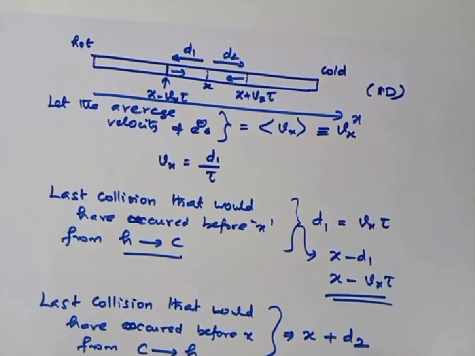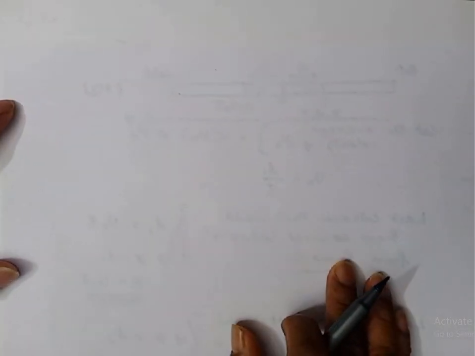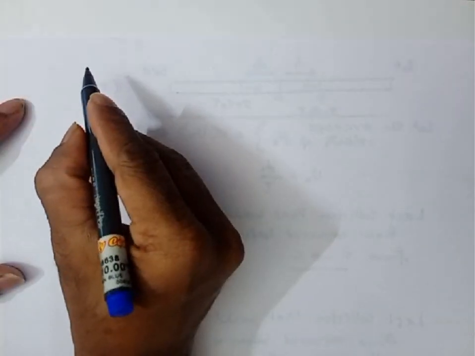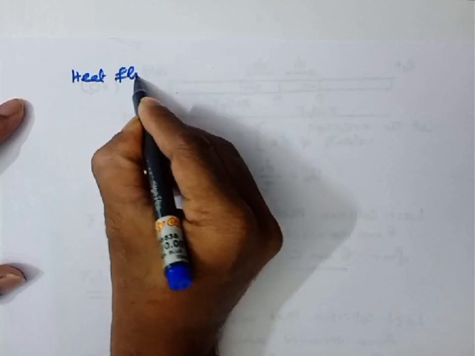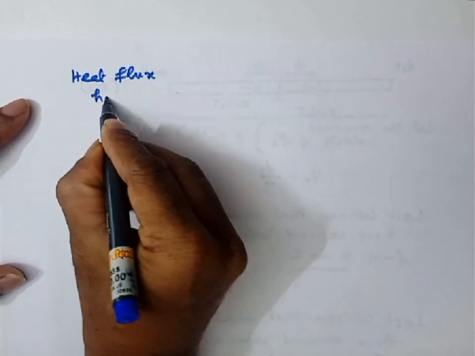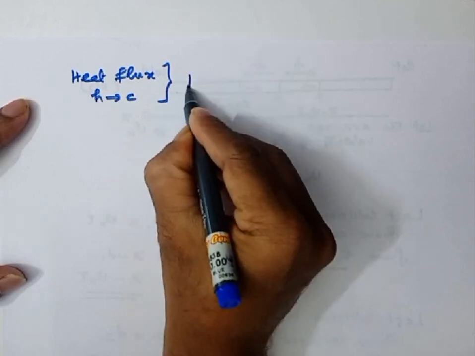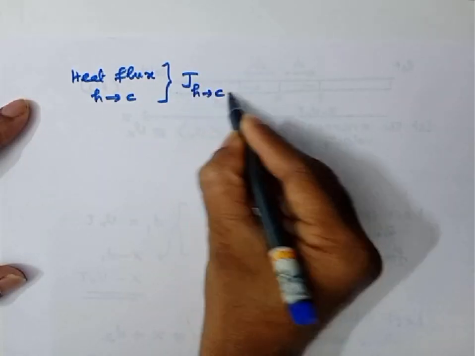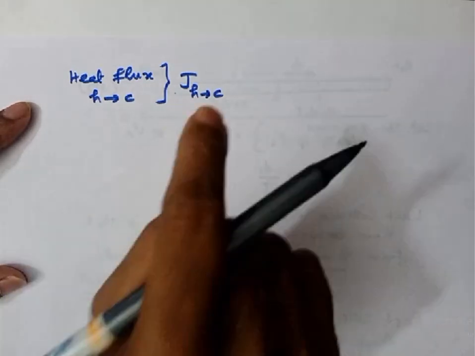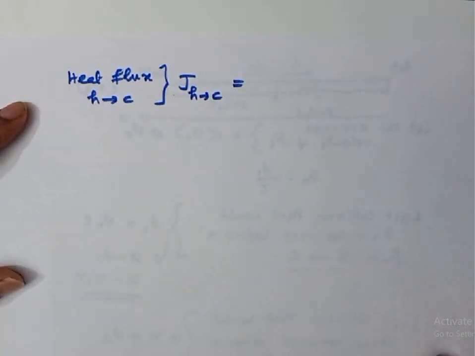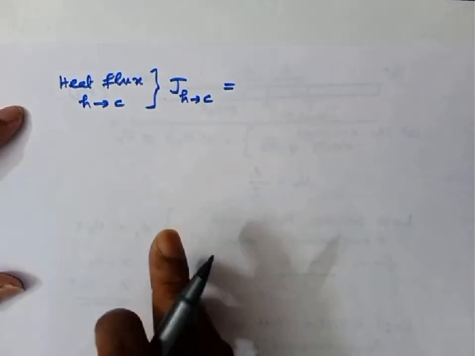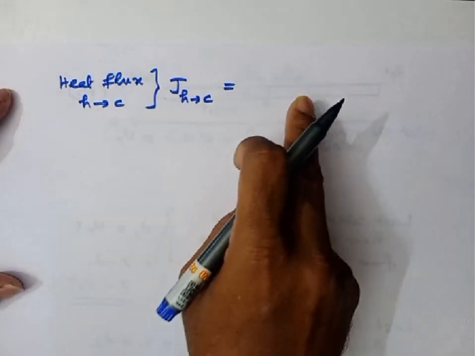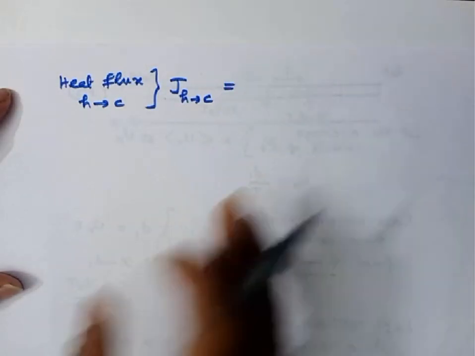Now, what I'm going to do, listen. What is the heat flux from hot end to cold end? Let me represent it simply as JHC, the heat flux from hot end to cold end at the point x. To find the heat flux, you must know how many free electrons are moving towards x, what is the average velocity of the electrons, and you must also know the energy of the electrons.